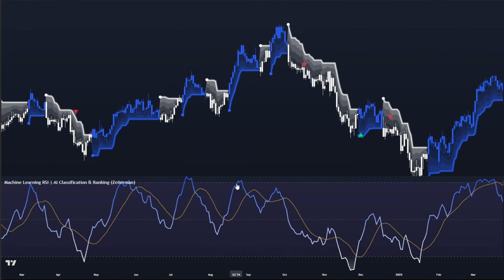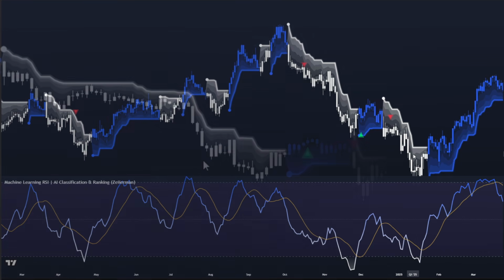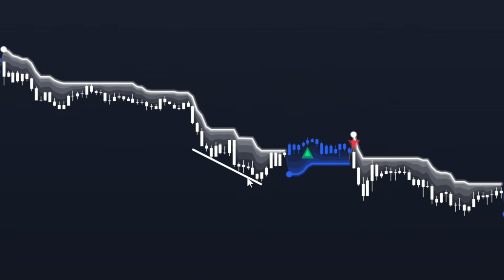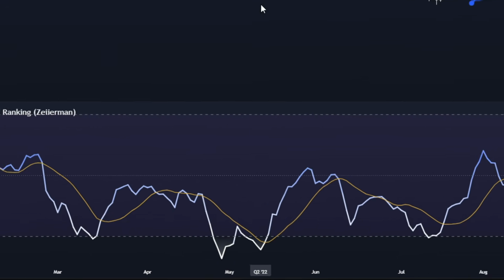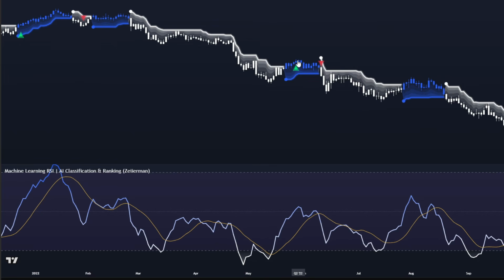This new version of RSI is also very good for divergence, the same way you would use the original RSI. When price and RSI stop agreeing with each other, that is divergence, and it is a leading clue that a reversal may be coming. For example, here price made a lower low, but RSI made a higher low. That is bullish divergence, and it tells us the downtrend is weakening and upside momentum is building.